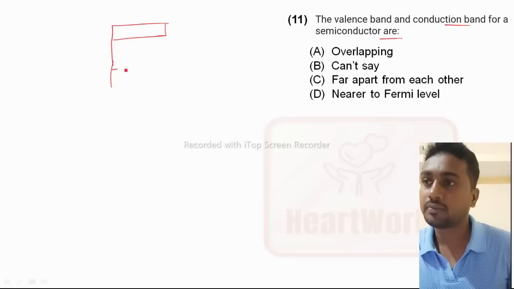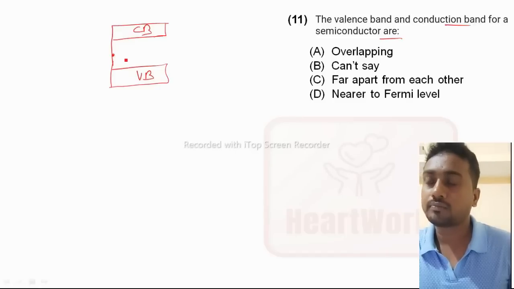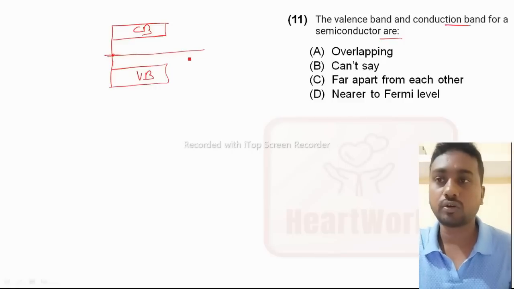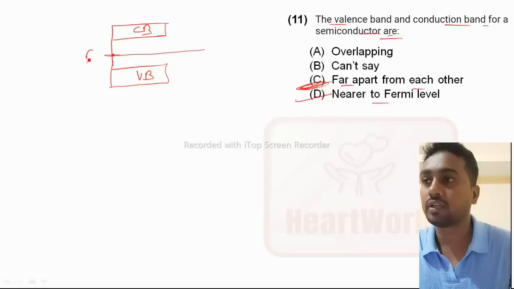See, this is the energy band diagram for a semiconductor. This is the conduction band, and this is the valence band. The center part between the conduction band and valence band is called the Fermi level. So the valence band and conduction band for a semiconductor are far apart from each other. The answer will be nearly the Fermi level. This is the Fermi level, EF.